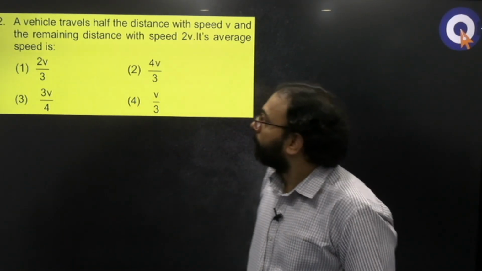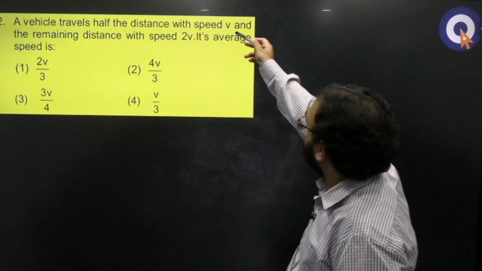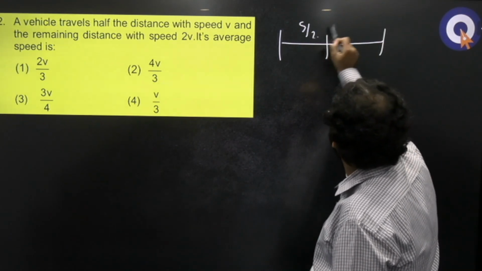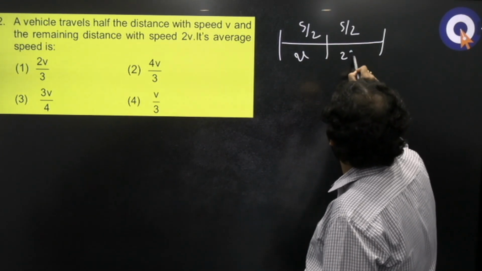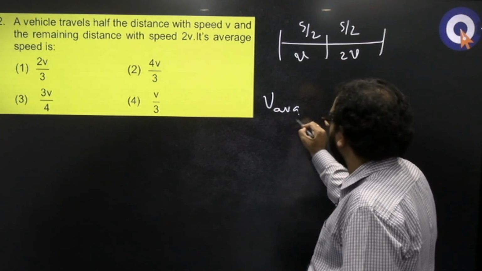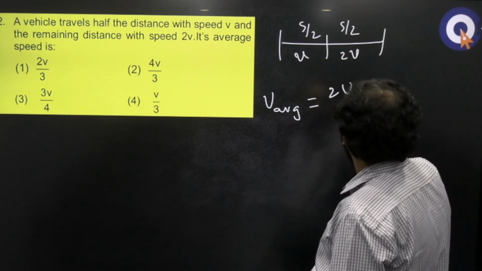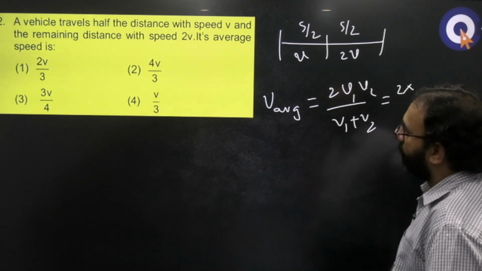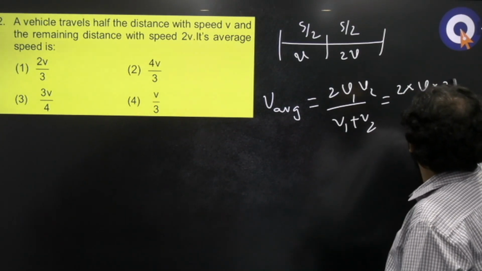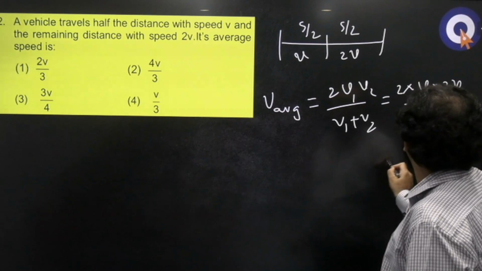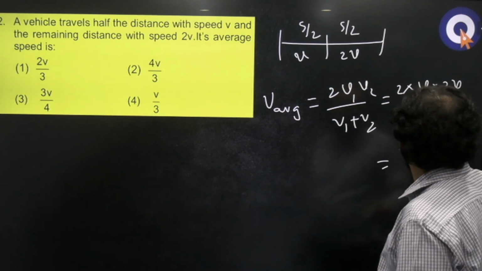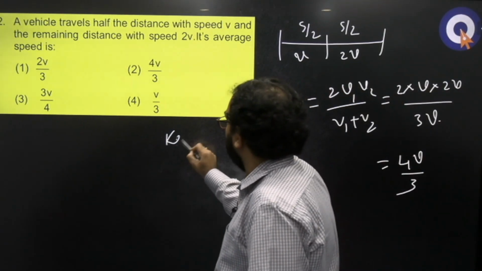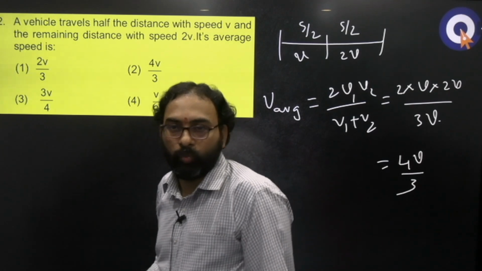Next, 22. A vehicle travels half the distance with a speed v and the remaining distance with a speed 2v. Half the distance means s by 2 and s by 2, with v and 2v. So the direct shortcut formula or trick is 2 v1 v2 by v1 plus v2. So 2 into v1 v2 by v1 plus v2, that is 3v. One v gets cancelled. So we are getting 4v by 3, that is the key. Second one, key is 2, 4v by 3.